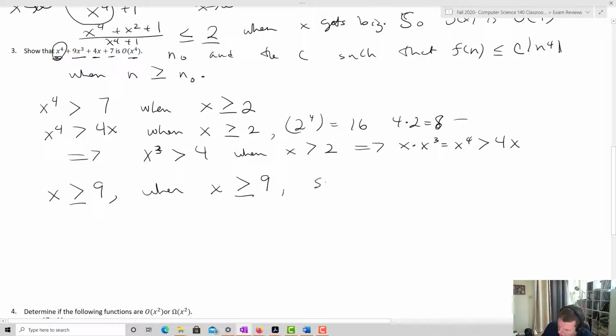So that means x to the fourth is going to be greater than or equal to 9x cubed when x is greater than or equal to 9. So we multiply both sides by x cubed, and x to the fourth is going to be greater than or equal to 9x cubed, just by multiplying both sides by x cubed.